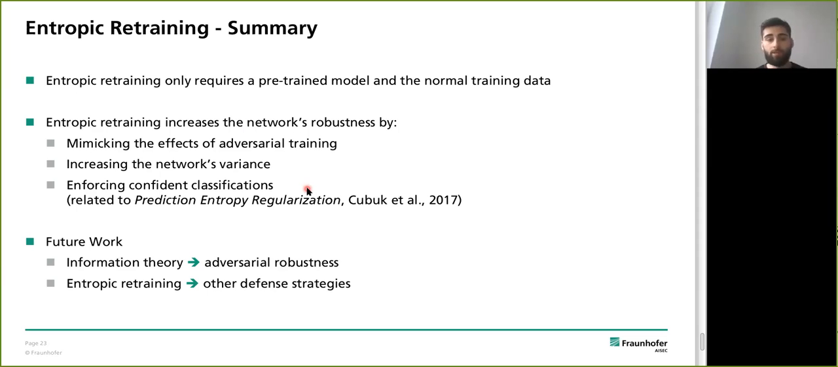which is also related to different findings, for example, here by Chubbuck et al. It's closely related to the prediction and entropy regularization.